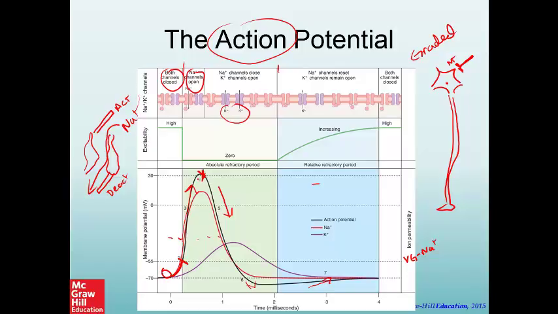Up at this plus 30 millivolts, the deactivation gate closes. And that's what's being represented here by this little ball. So that sodium channel, even though the activation gate is open, can no longer allow sodium to travel through the channel because the deactivation gate is closed. You see here the deactivation gate stays closed for a while. And that's what gives you your absolute refractory period.